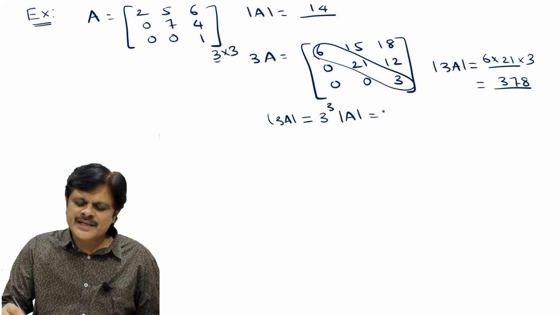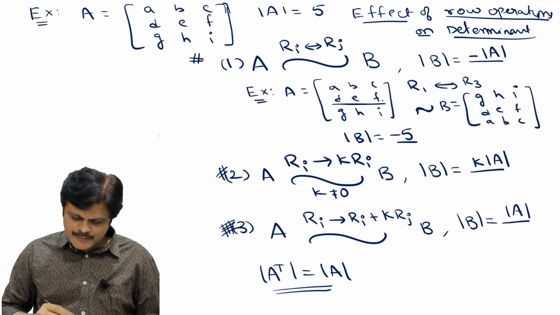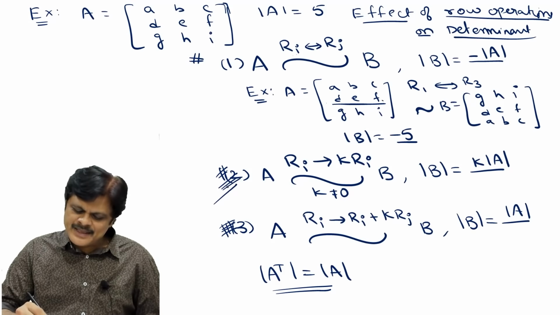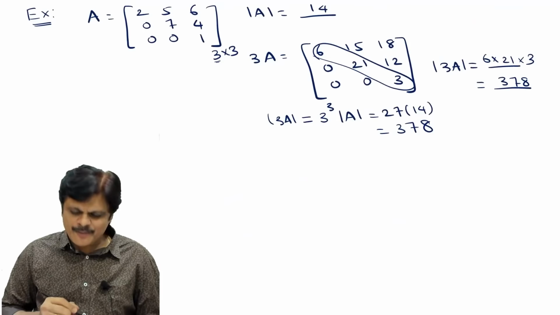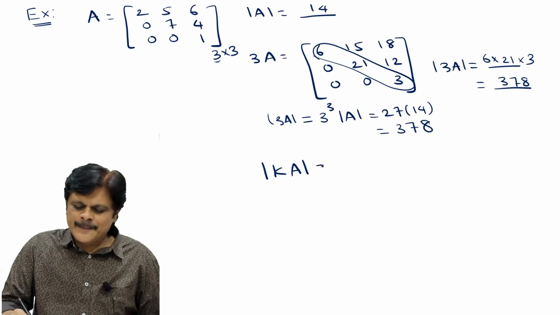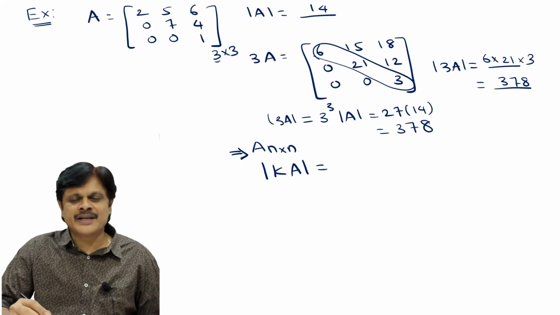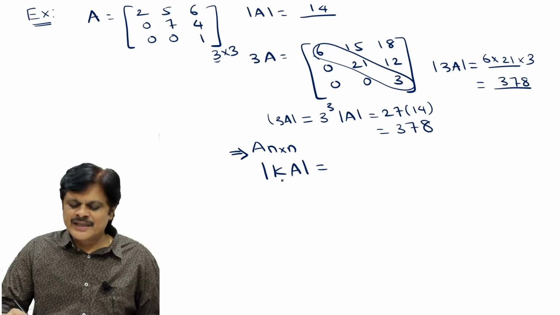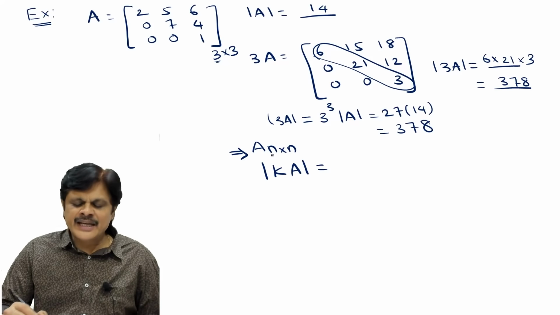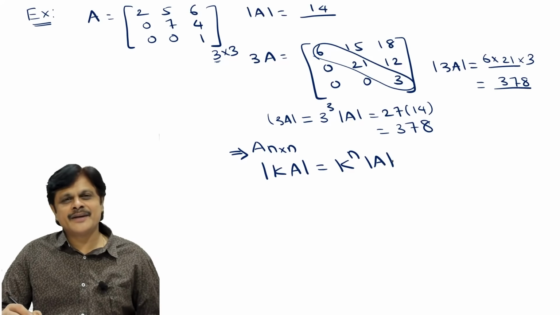That is 3 × 3 is 9, 9 × 3 is 27, into 14. You get the same answer, that is 378. So this particular thing is also because of the same property. This property gives you the next property, that is the determinant of k times A. If A is an n by n matrix, you can just remember it as a general result. Determinant of kA, if A is n by n matrix, is simply given by k power n into det A.